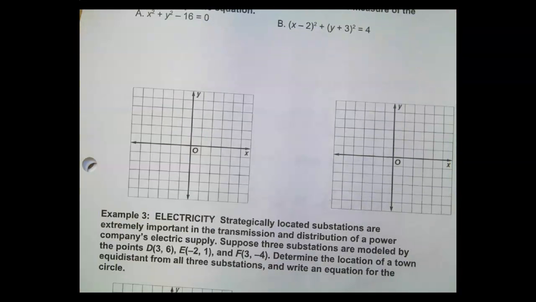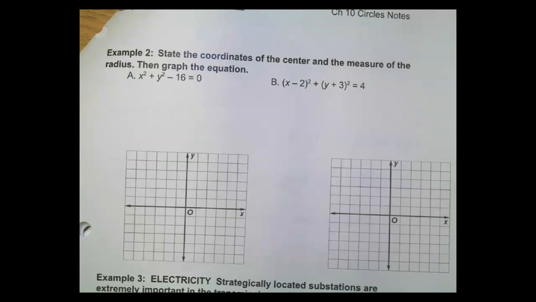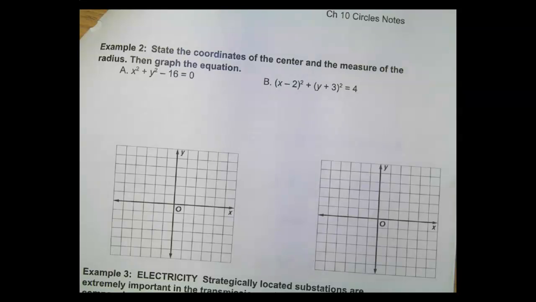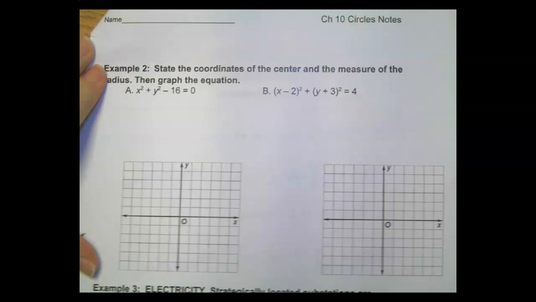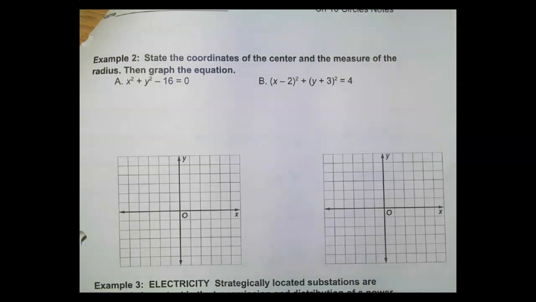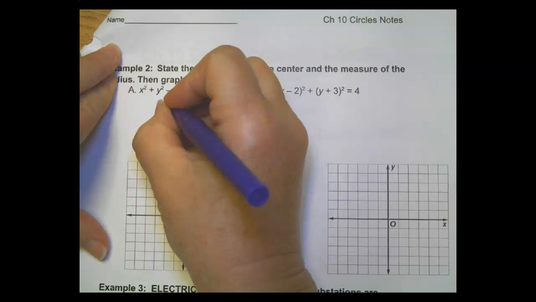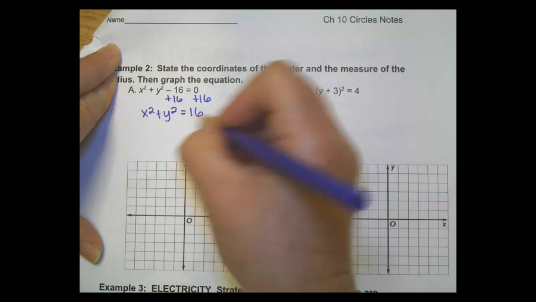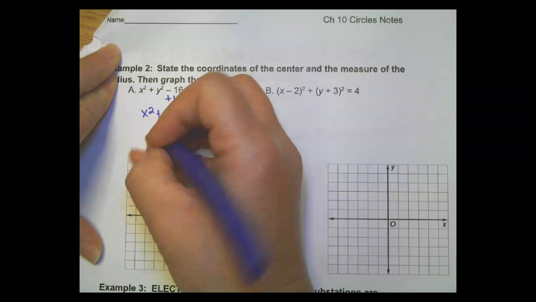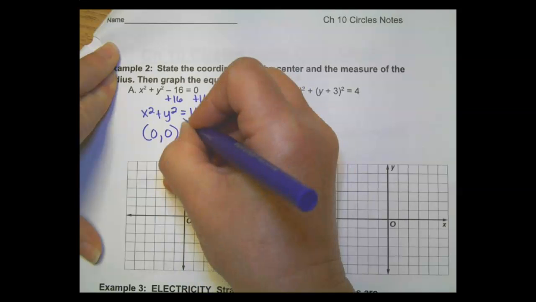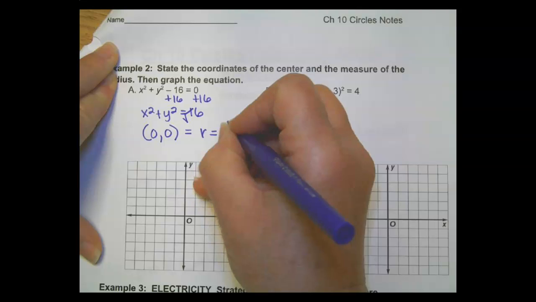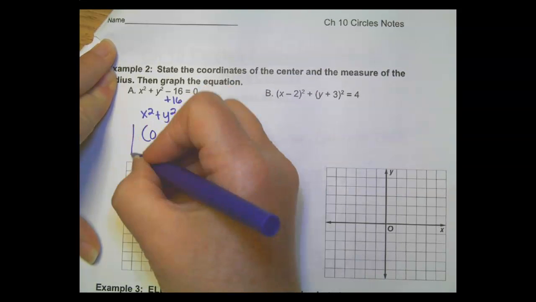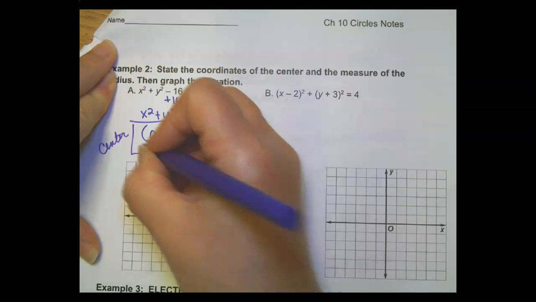Okay, now let's try this one. State the coordinates of the center and the measure of the radius. Let me straighten up here. We need to solve for 0, so we're going to add 16 to both sides. So x squared plus y squared equals 16. This looks like it's going to be at 0, 0 because there's nothing here. And then the radius is going to be the square root of 16, so my radius is equal to 4. And that's it. That one was easy.